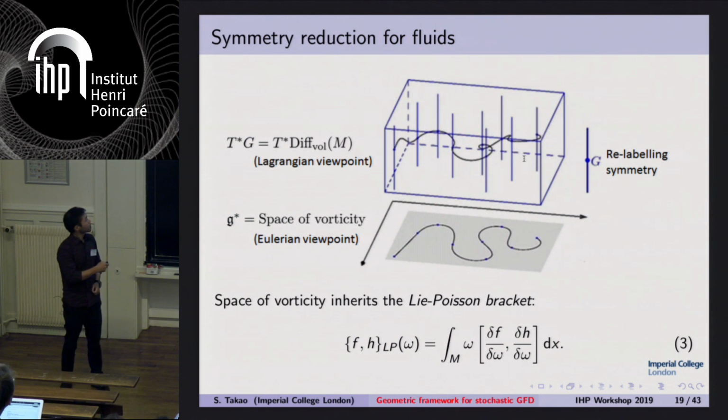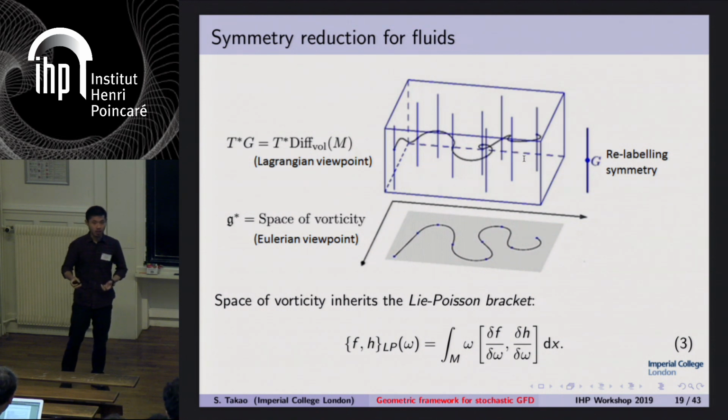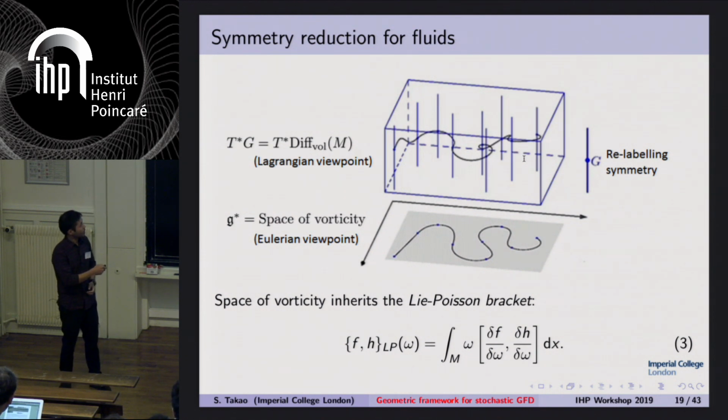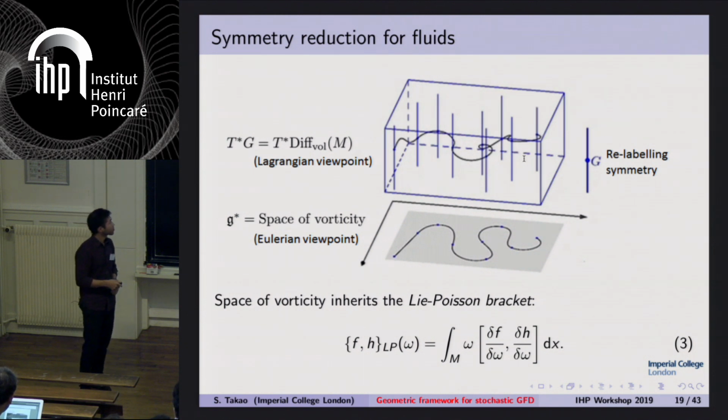So if you do this, the reduced space, which is the space of vorticity, acquires a Poisson bracket, which is called the Lie-Poisson bracket, which looks like this. So dF/dω and dH/dω are vector fields, and the bracket here is the standard commutator of vector fields.